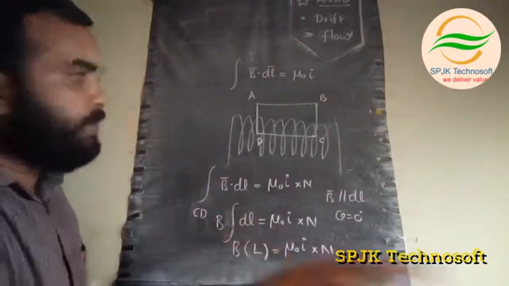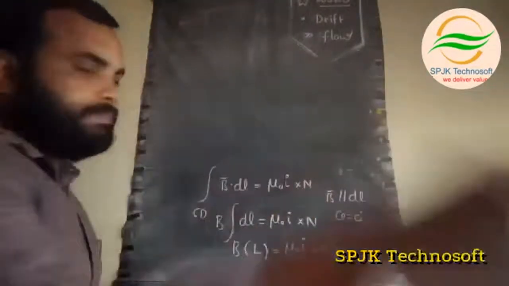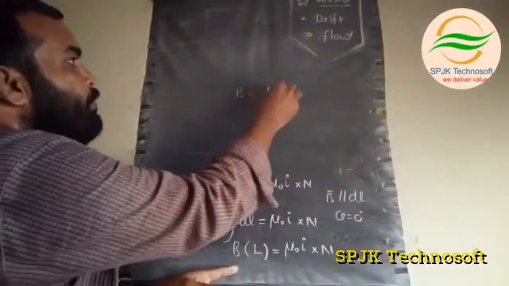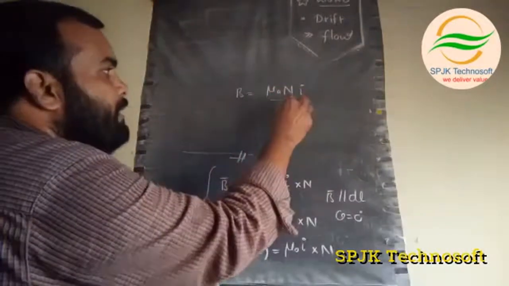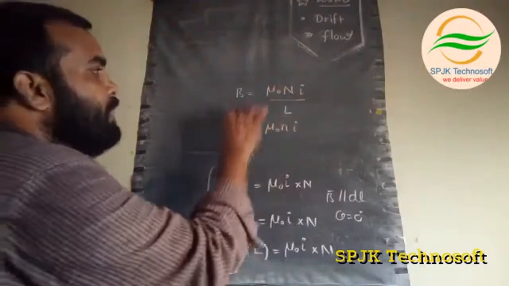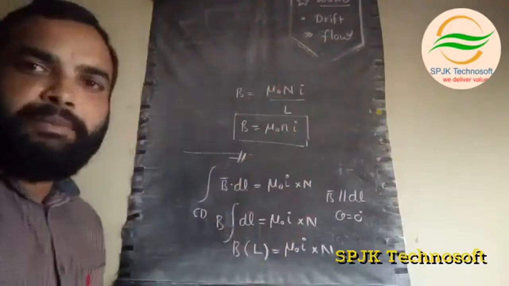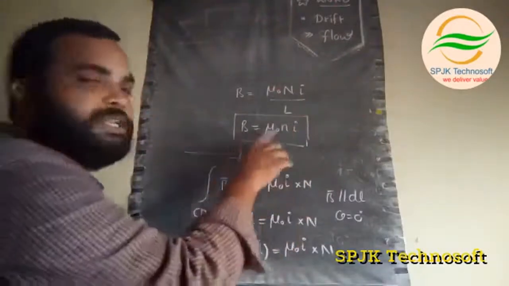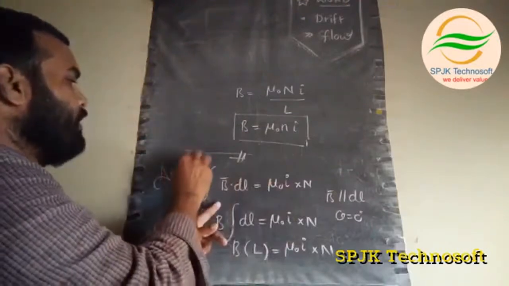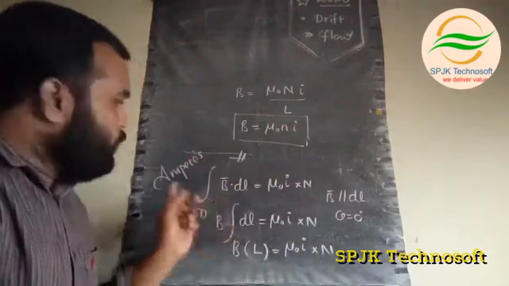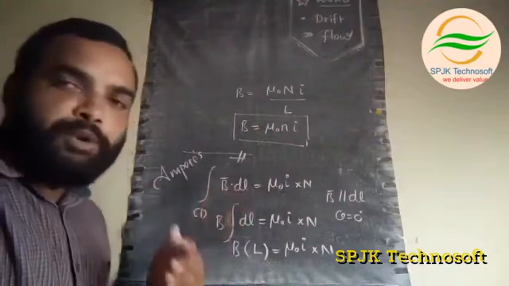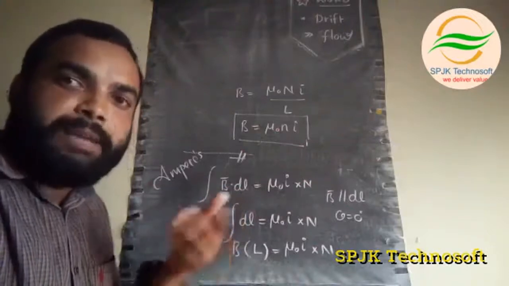Now if you calculate the B value here, B is equal to mu naught N I by capital L. Here N by capital L can be written as small n, the number of turns per unit length. This is about the magnetic field strength in a solenoid. This can be obtained by using Ampere's rule. To know about Ampere's law, please watch the previous videos, in which we discussed Ampere's law and its applications also.